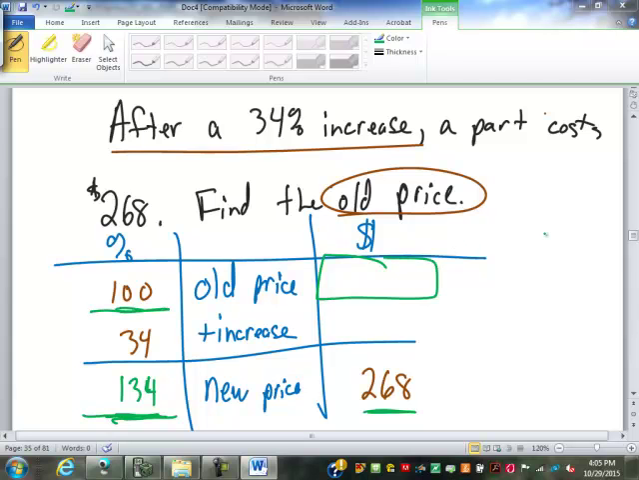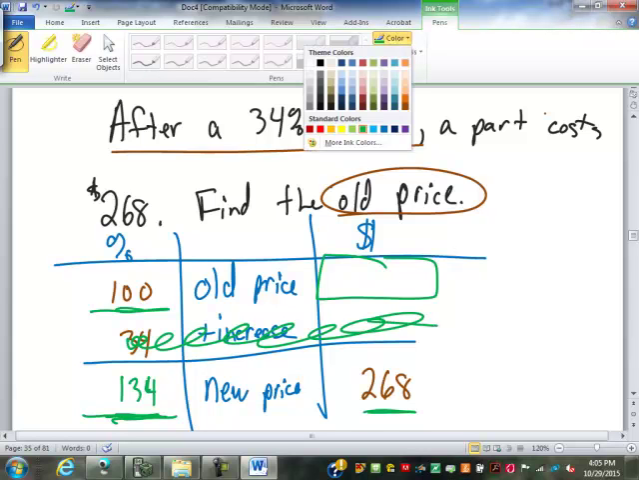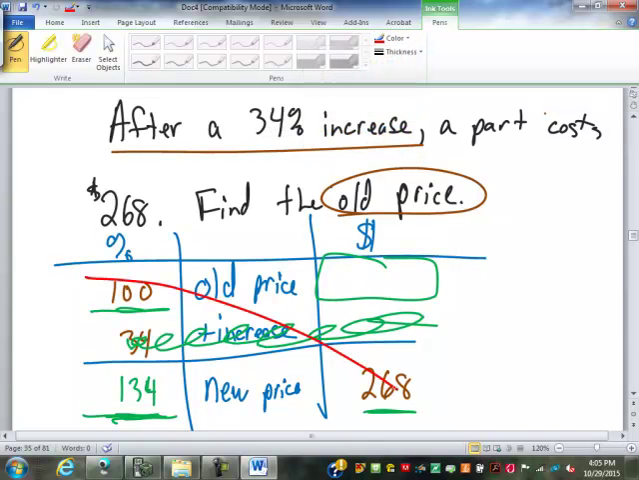Yes, we do. 100. So what we can do here, by the way, is this line we don't really need. I can cross it off. And I can cross multiply and divide right in the table. 100 times 268 divided by 134, $200.